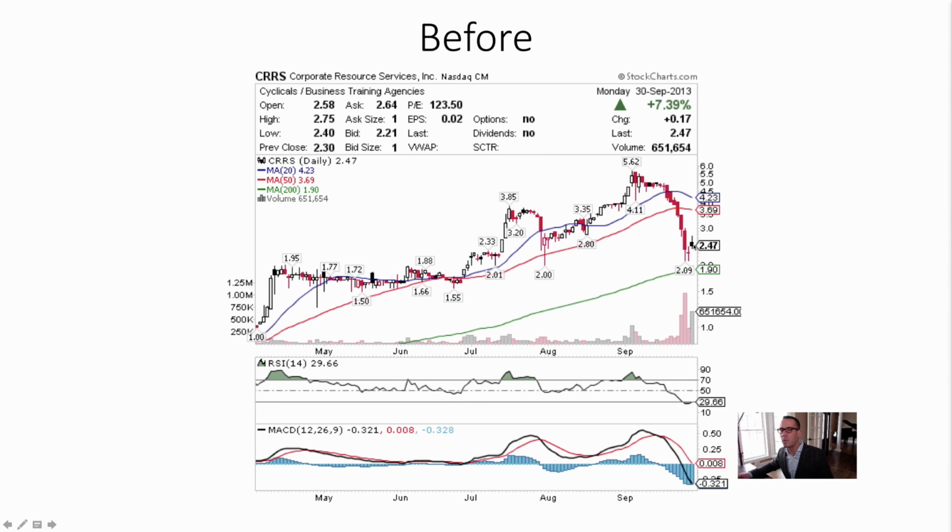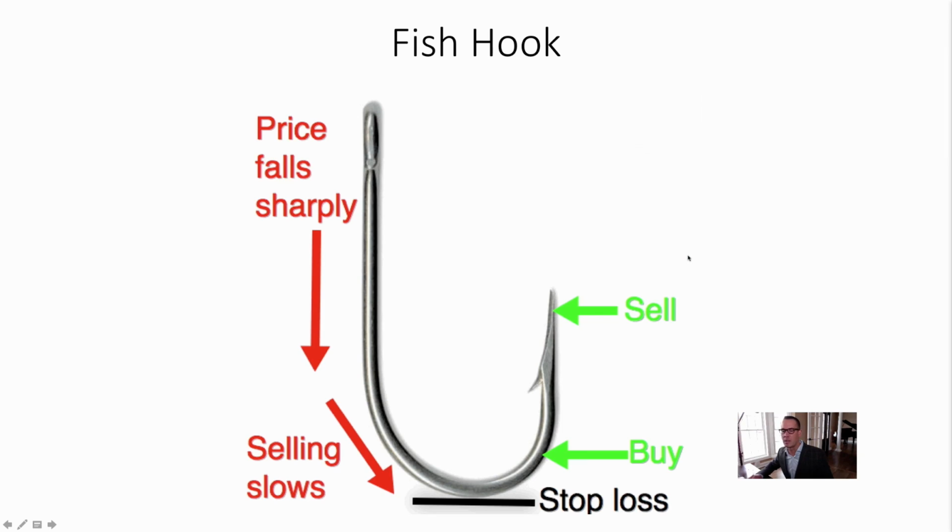And then we get an up day where it moves 7% because the company released some news on good volume. So this is the candle over candle setup or the rounding action. So we're now identifying this area as our stop loss. We'll go back to the fish hook. So we're getting that candle over candle on the fish hook. We have our stop loss.